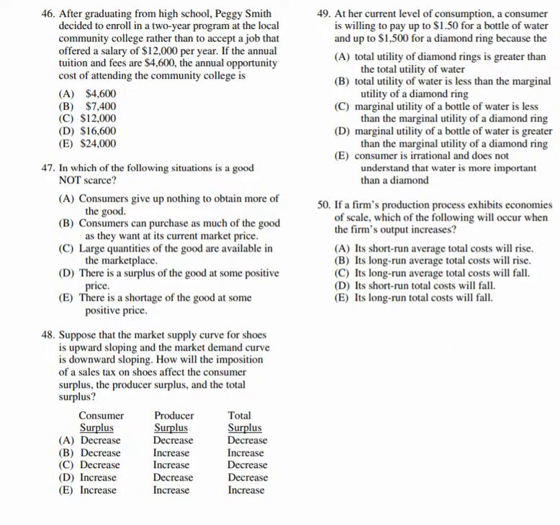Okay, number 46. After graduating from high school, Peggy Smith decides to enroll in a 2-year program at a local community college rather than accept a job that offered a salary of $12,000 a year. So you see rather than, you know you have an opportunity cost problem, so you know that's going to be an opportunity cost. If the annual tuition and fees are $4,600, the annual opportunity cost of attending the community college is. So we got to remember that opportunity cost is not only what you lose by doing something, it's also the cost of doing something. So here it's going to be the $12,000 plus the $4,600 for a total of $16,600, and we see that's choice D. So that's the correct answer.